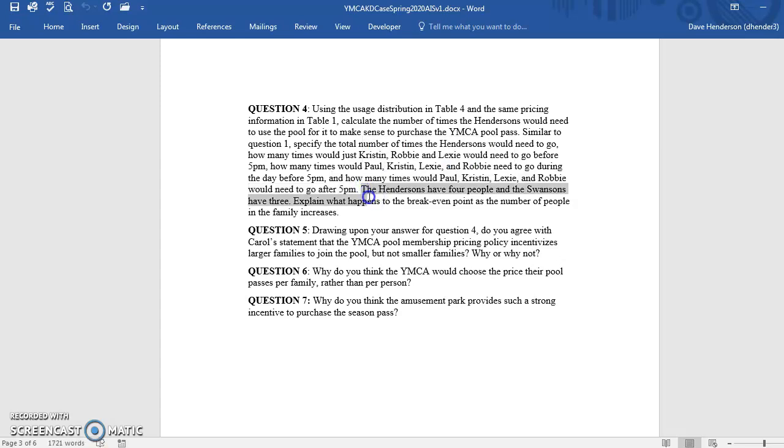The Hendersons have 4 people and the Swansons have 3. Explain what happens to the break-even point as the number of people in the family increases. Drawing upon your answer for question 4, do you agree with Carol's statement that the YMCA pool membership pricing incentivizes larger families but maybe not smaller families? Why or why not? Question 6, why do you think the Y would choose to price their pool passes per family rather than per person? Question 7, why do you think the amusement park provides such a strong incentive to purchase the season pass?